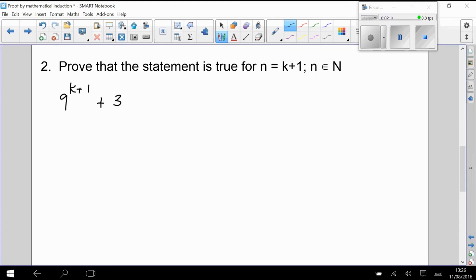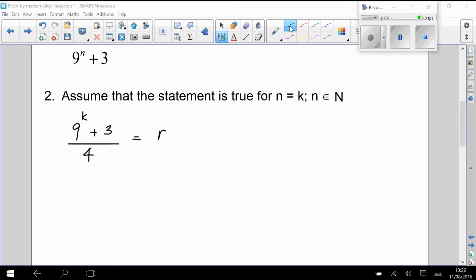So let's go back to the assumption. In my assumption, I now want to try and get 9 to the k on its own. In other words, if I times the right-hand side by 4, I'm going to get 9 to the k plus 3 is going to be 4 times r. And then taking the 3 across, I get 9 to the k is going to be 4r minus 3. This is a nice, useful piece of information, and it looks like I can use this in the second part of my induction when I am proving for n is equal to k plus 1.